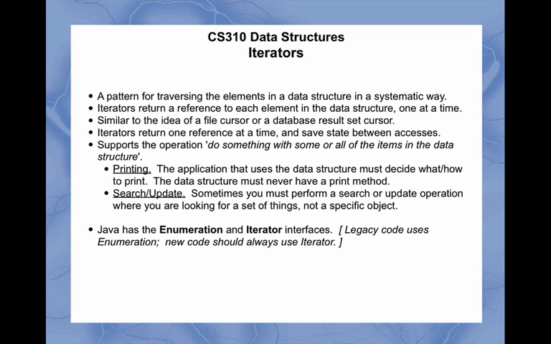And that's the same whether it's a file or reading result sets from a database or in fact reading the next element in an iterator. So iterators return one reference at a time, and they save state between accesses. This is the cursor idea. They know where they are and move down one at a time as you remove or access things in the iterator. Iterators support the do something with some or all items idea. So there are a couple of common things that we do with iterators that are listed here. The first is printing.